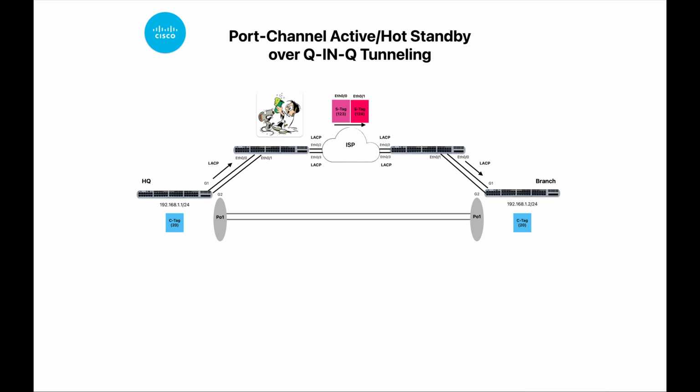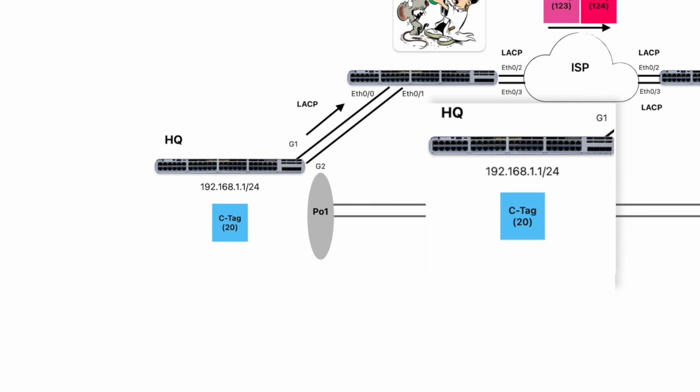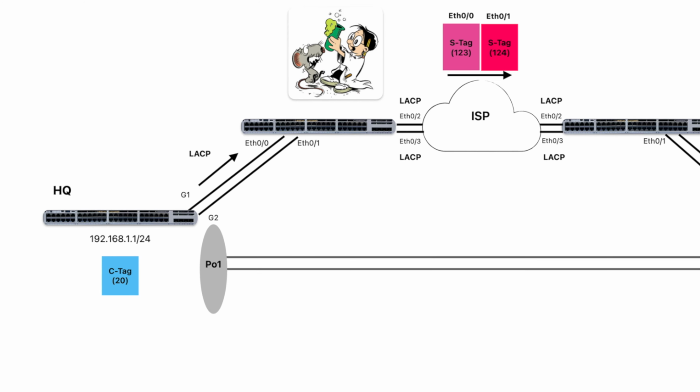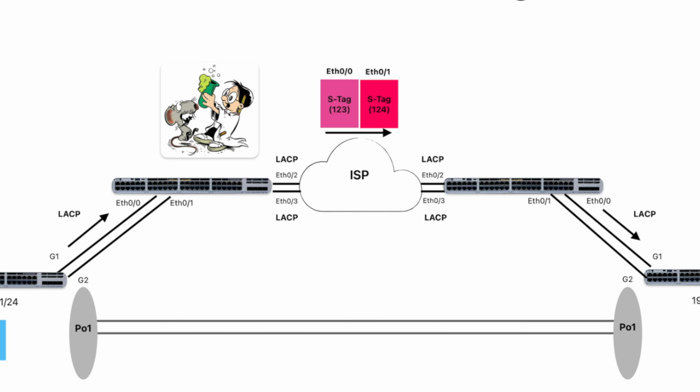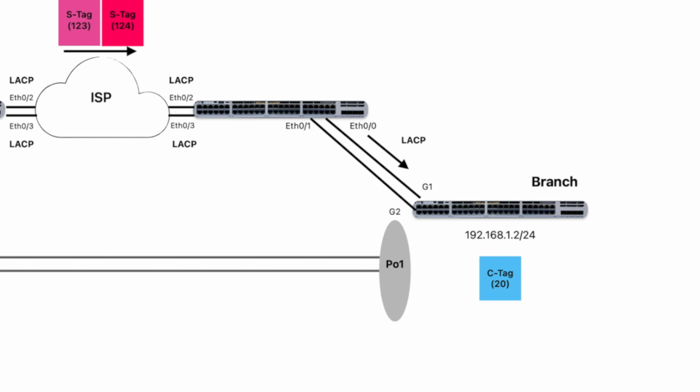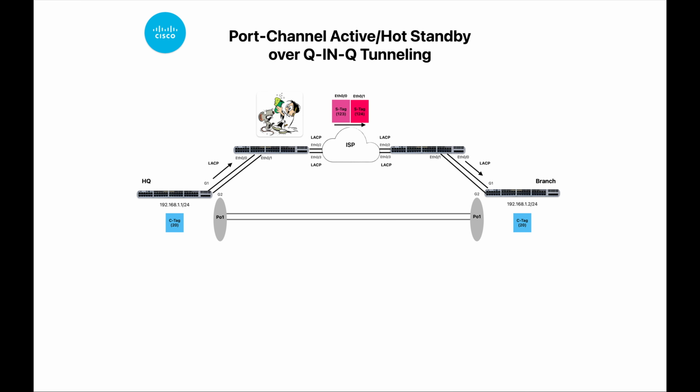So let me break it down for you. We're going to have VLAN 20, which is going to be the C tag, running on HQ. Both ISP switches are going to be running S tags 123 and 124, which are going to transport LACP and VLAN 20 all the way to the branch, which also has a C tag of 20, which is VLAN 20, and is also going to receive LACP. So the branch and the HQ will be able to form the EtherChannel and also receive traffic from VLAN 20.